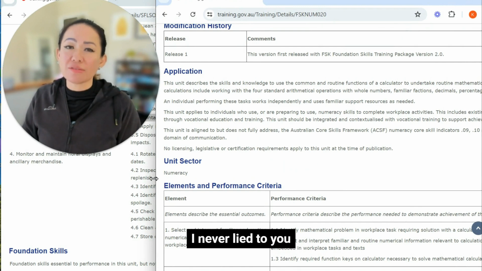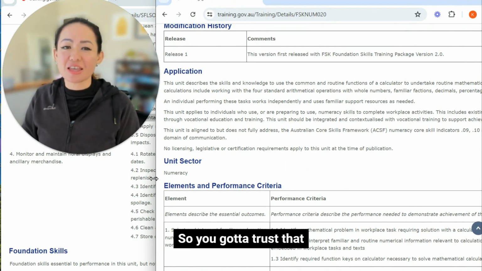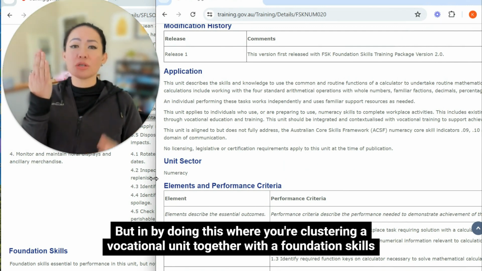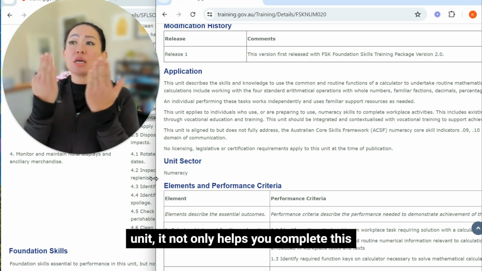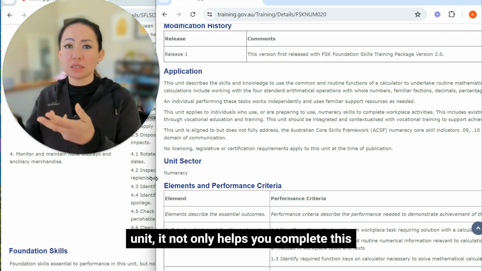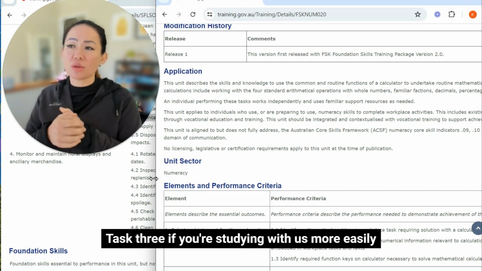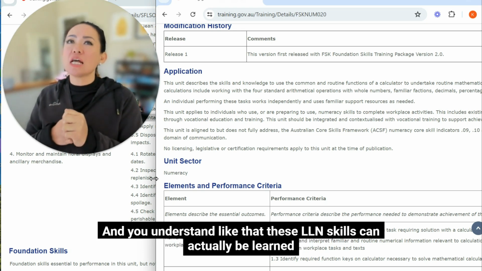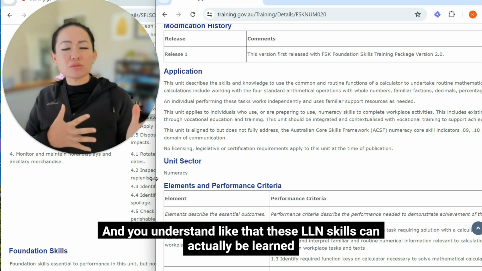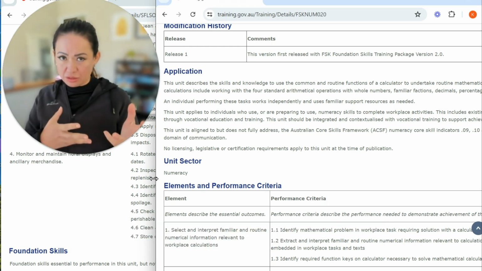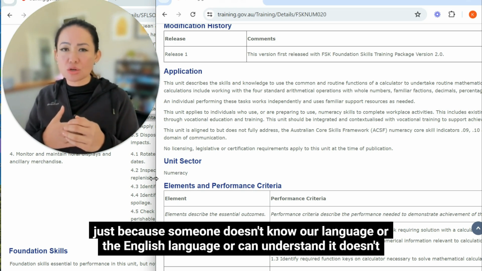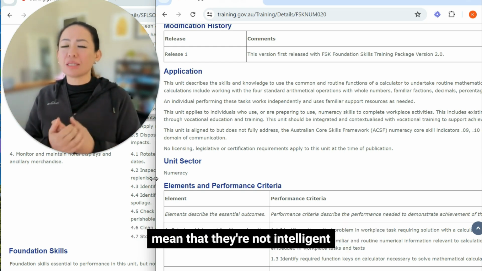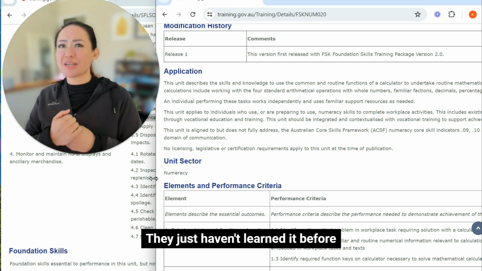So there you go. I never lie to you, right? So you've got to trust that by clustering a vocational unit together with a foundation skills unit, it not only helps you complete this task 3 more easily if you're studying with us, but it becomes much more meaningful, and you understand that these LLN skills can actually be learned. I always say this, just because someone doesn't know our language or the English language or can't understand it doesn't mean that they're not intelligent. They just haven't learnt it before.